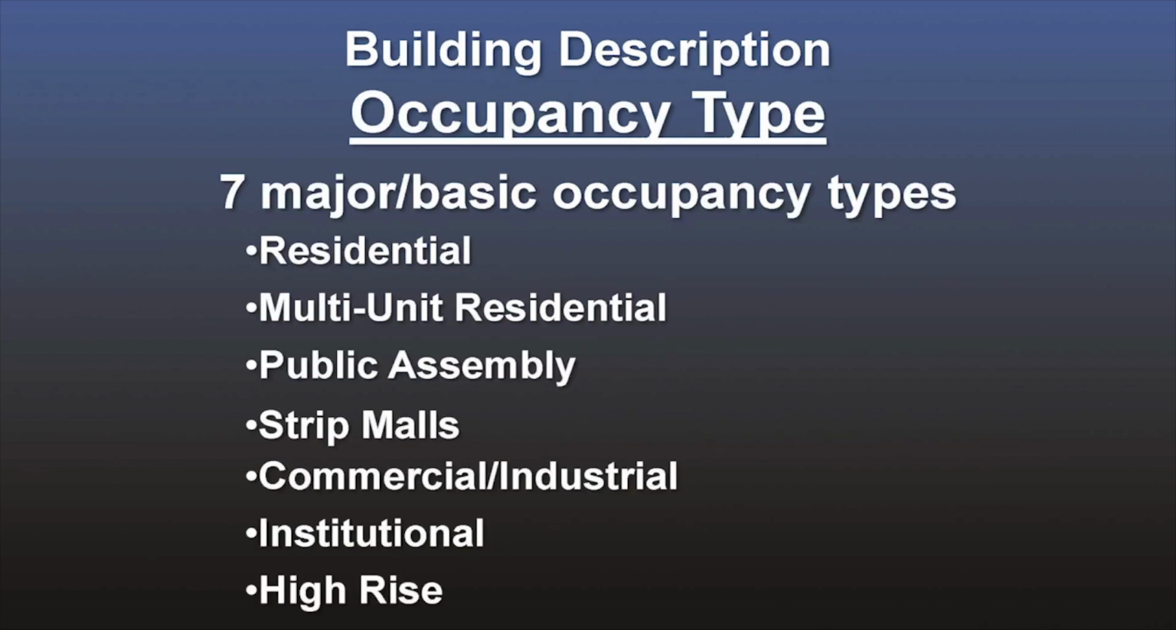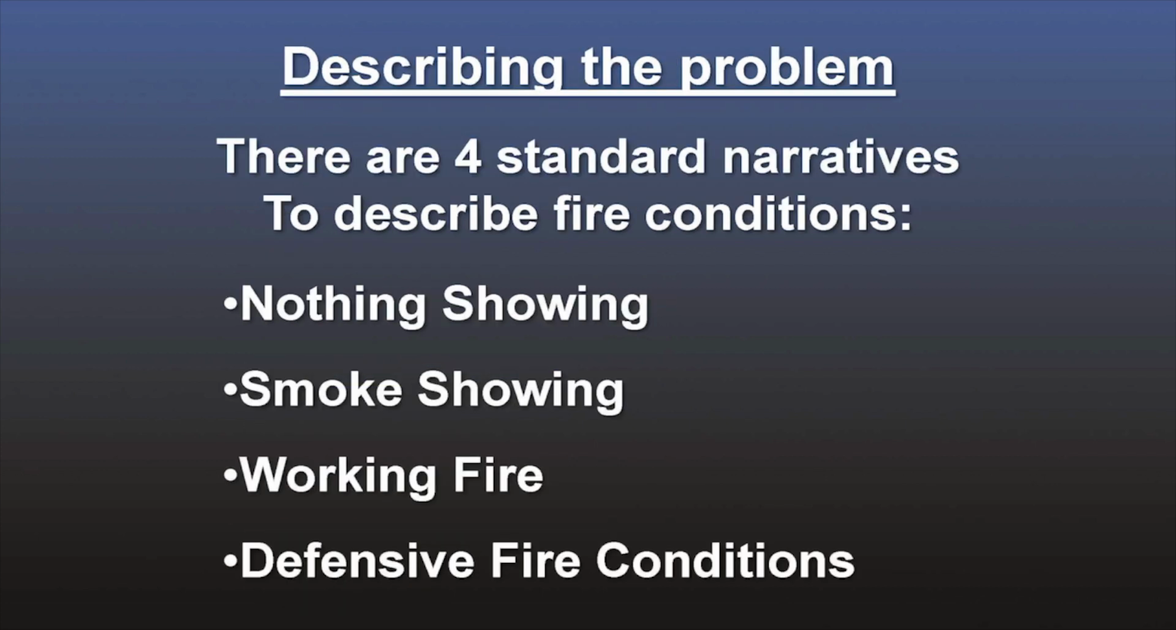Building description, occupancy type. 7 major or basic occupancy types include residential, multi-unit residential, public assembly, strip malls, commercial or industrial, institutional, and high-rise. Clearly, we can name a number of other types of occupancies. For the purpose of this class, we will be working with commercial structures, strip centers, single-family homes, multifamily apartment complexes, and big box stores. Describing the problem.